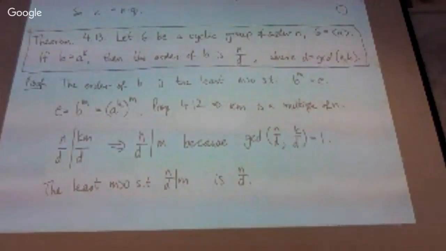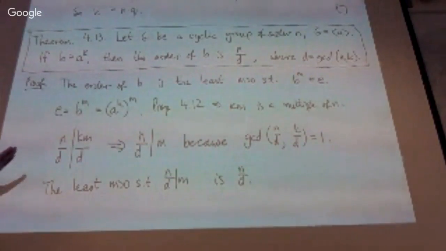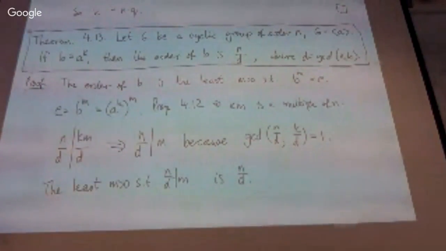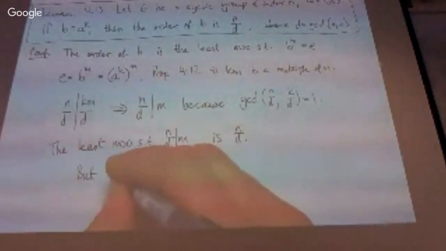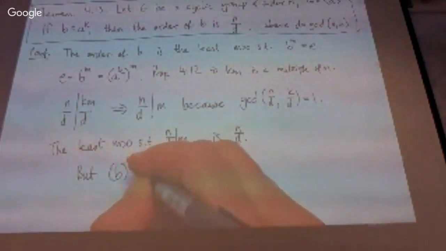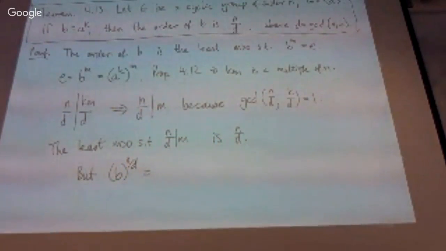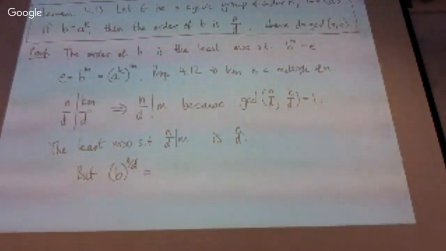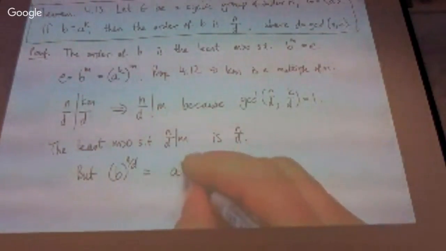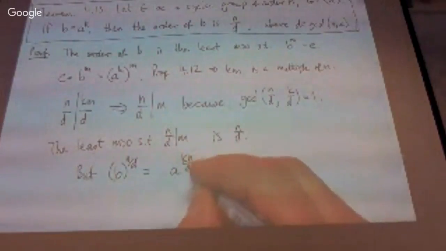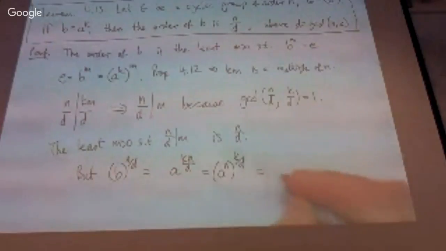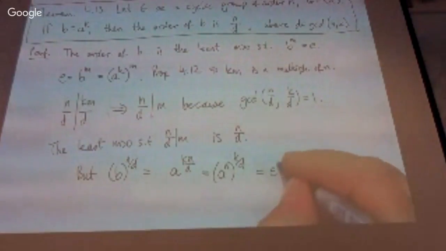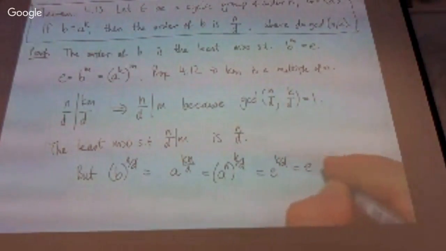So this could be it. Now, we only have to show that if you do b to the n over d, we actually get the identity. If I do b to the n over d, I get a to the kn over d, which is a to the n to the k over d. And a to the n is 1, so this is e to the k over d, so this is e. So, yes.